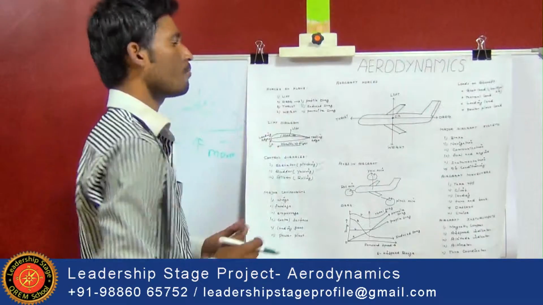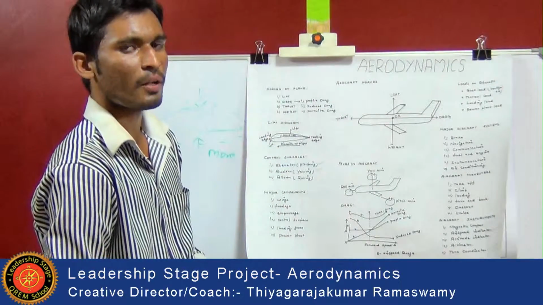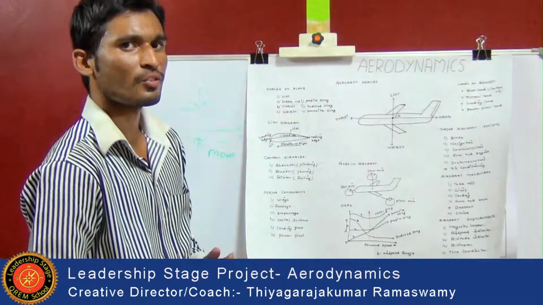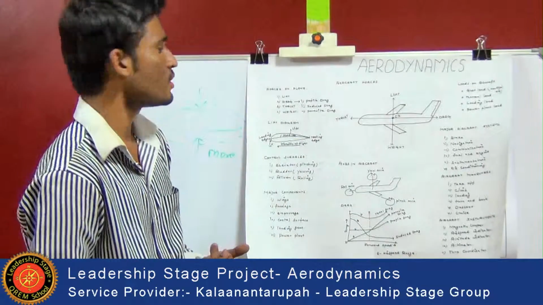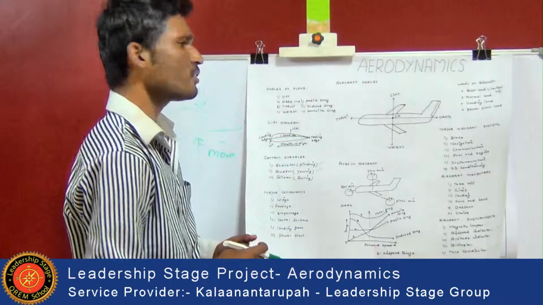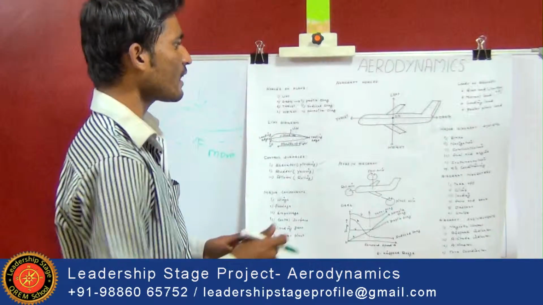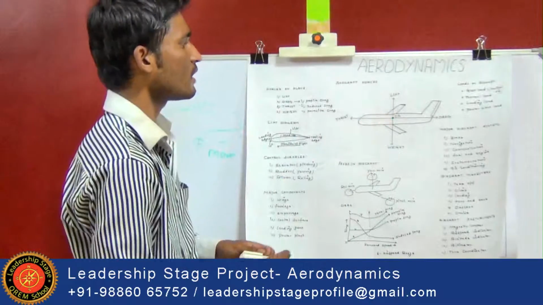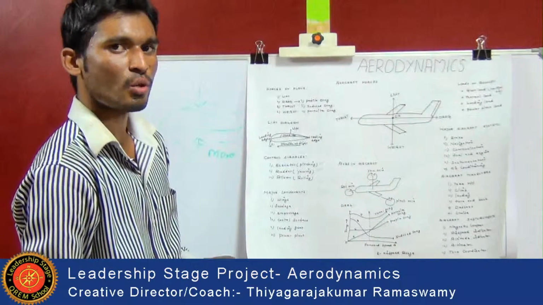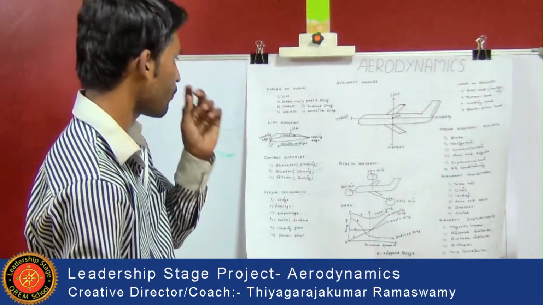And next one is thrust. Thrust is a force that tries to pull the airplane in the forward direction. Here the thrust force is produced by the propeller or the jet engine. And next one is weight. Weight is the force that tries to pull the airplane back to the earth. Here the total weight acts at one point, that is the center of gravity. Center of gravity is nothing but the average location of the weight of the aircraft.